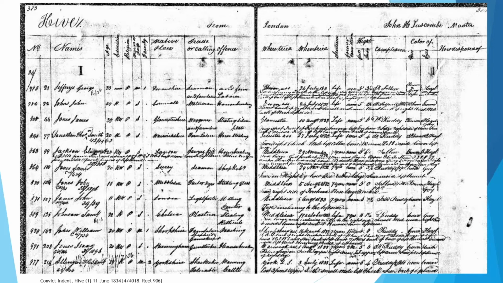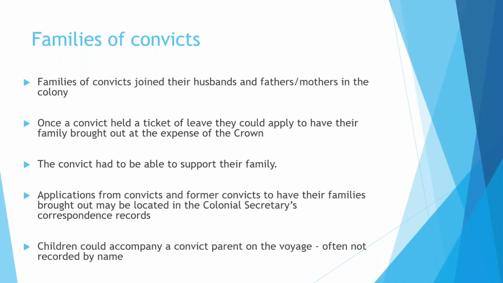So many of these convicts left families back in England when they were transported out to New South Wales. Over time, some of these families joined their convict husbands or fathers, or even children joined their mothers. Once a convict had a ticket of leave, that's when they could apply to have their family brought out at the expense of the Crown. But they had to be able to show that they could support their family and they weren't going to be a burden on the government when they came out.